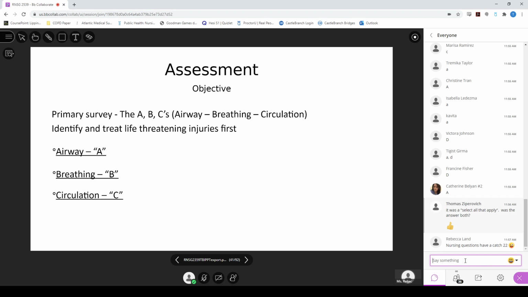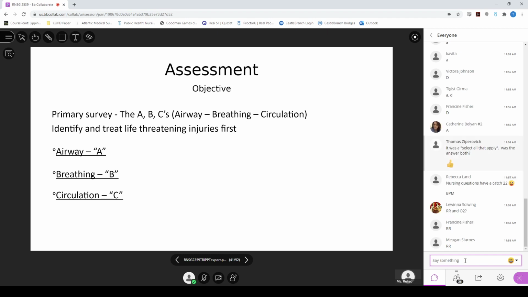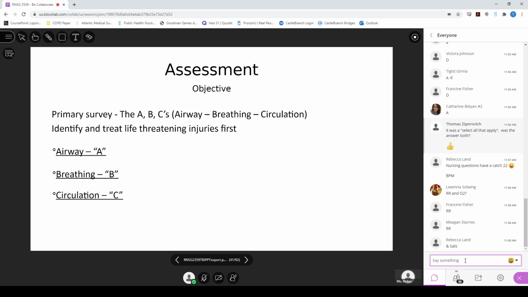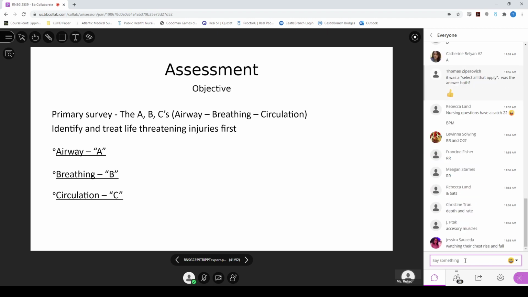Okay? Their breathing, what do you want to know about their breathing? How are you going to assess their breathing? Yeah, their respiratory rate. So you're going to want to know their respiratory rate, breath sounds, and that respiratory pattern if they're not on a vent, because the ventilator is going to be giving them their own pattern.